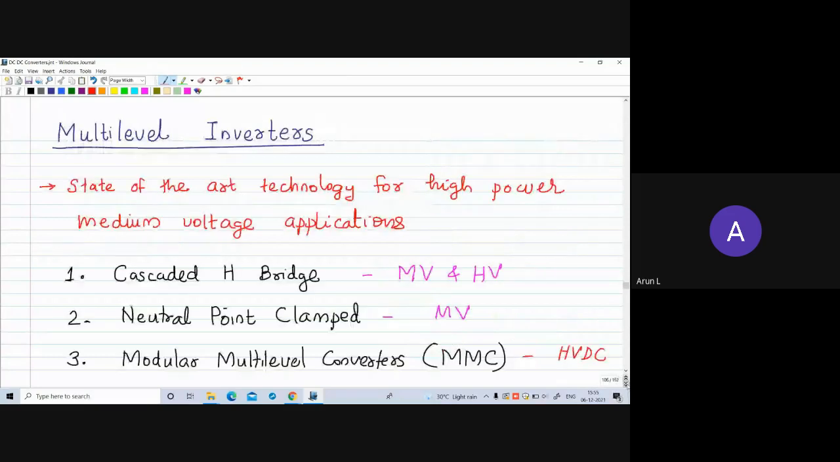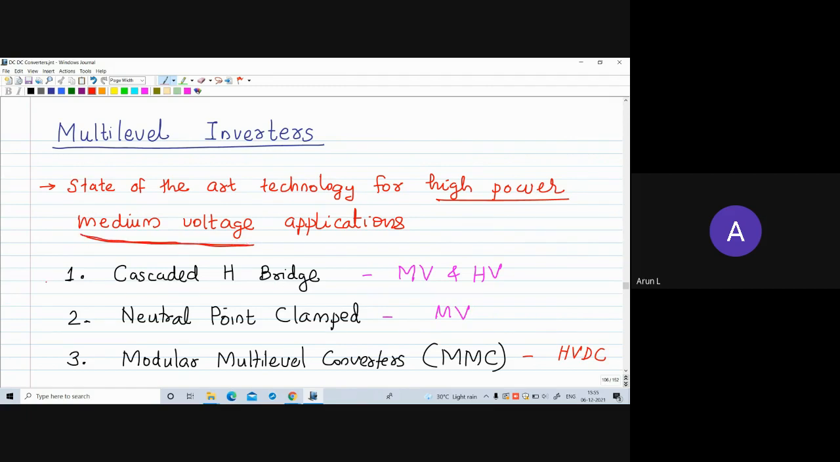Okay, that is one application of CSI. Then coming to multi-level inverters. Multi-level inverters are the state-of-the-art technology now in high power and medium power applications, and medium voltage also, because at very high voltage levels these devices are only upcoming. So usually it is preferred in medium voltage applications.